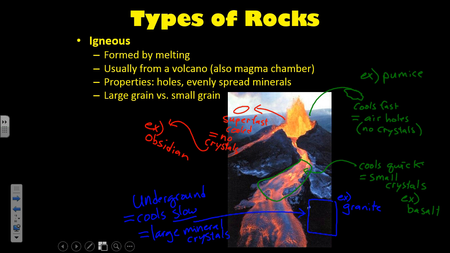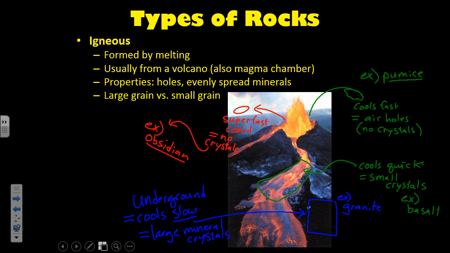In red here, we see some that can be ejected from the volcano and super cooled so fast that no crystals have any time to form. This forms the rock that we call obsidian. The next type that we can see also ejected from the volcano and cools fast, but not quite as fast. It does trap air in it, though, so it looks kind of like a sponge. It has all these air holes, doesn't form crystals. This is a rock we call pumice.